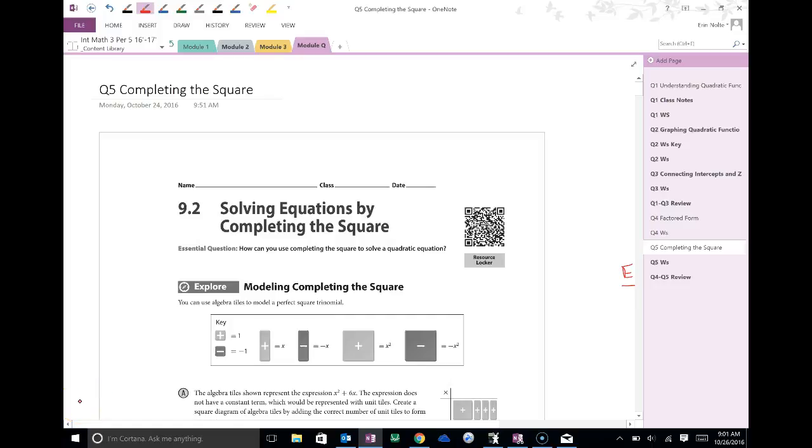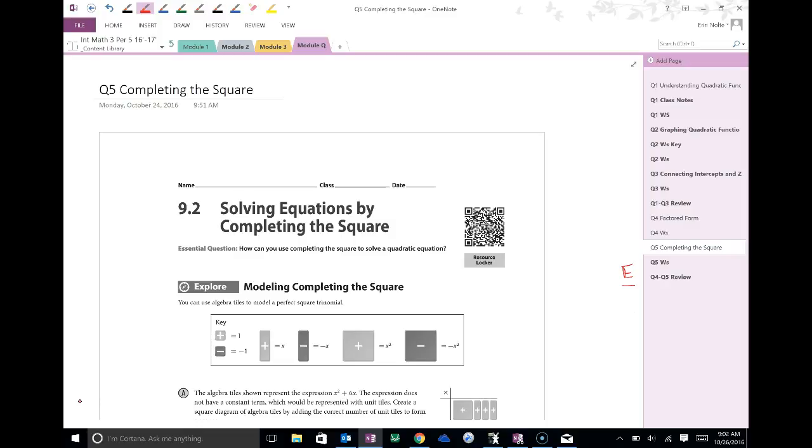Basically, this entire section comes down to being able to solve quadratic equations. We solved them by graphing. Then we worked on factoring, which gave us the ability to solve equations. Another method of solving quadratic equations is a method called completing the square.